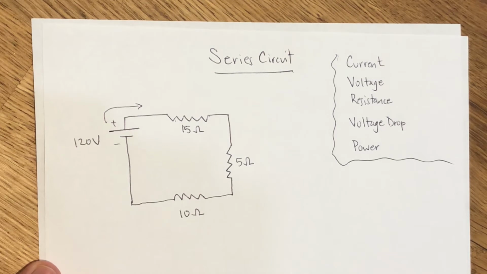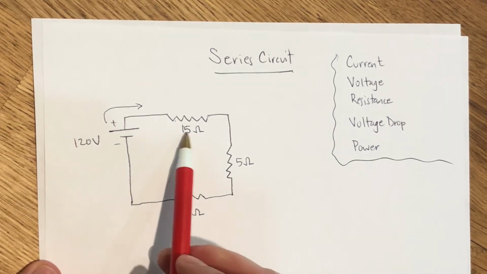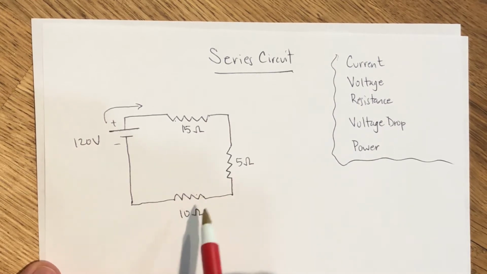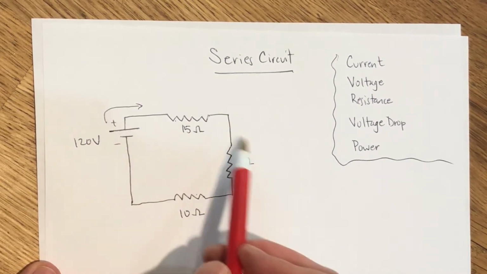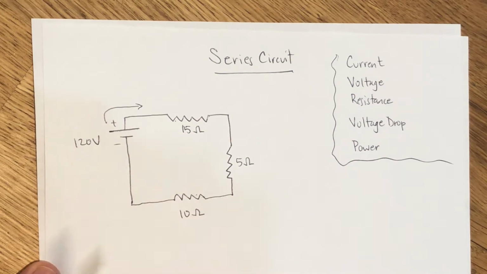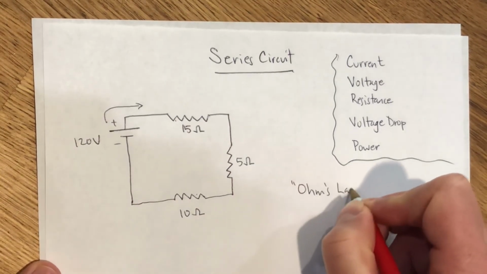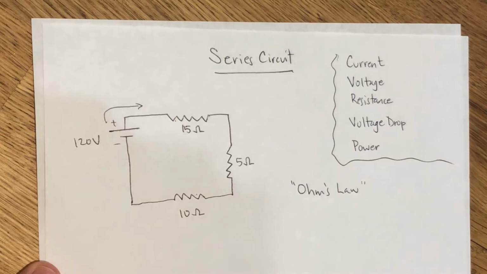So the first thing we'll take a look at is in the series circuit, in this giant single file line for electricity, you have these 3 different resistors that the charges have to force their way through, and they have 120 volts of electric potential energy to do that. Right off the bat, there's what's referred to as Ohm's law, the basic relationship between how much current or electricity is moving in the circuit, how much voltage or electric potential energy you have, and how much resistance there is to the flow of that electricity.